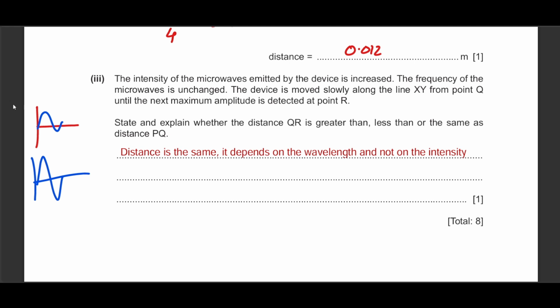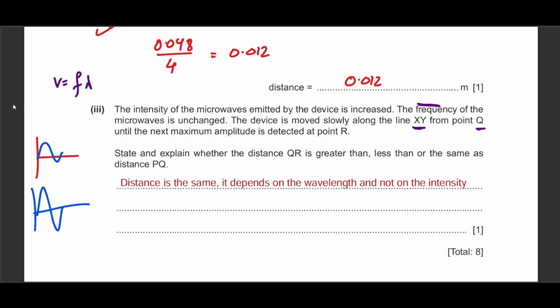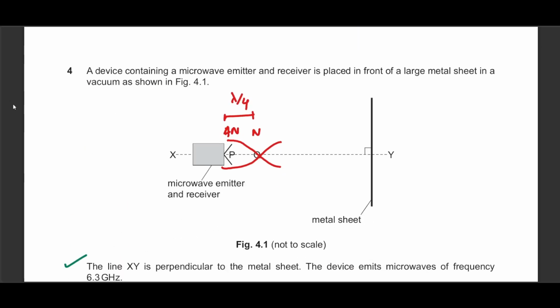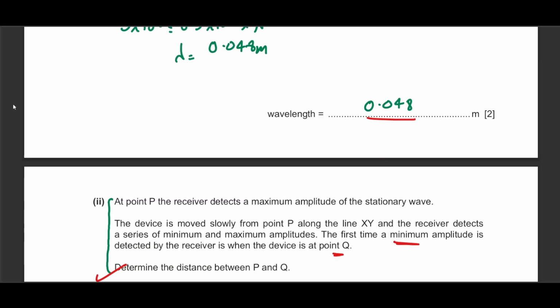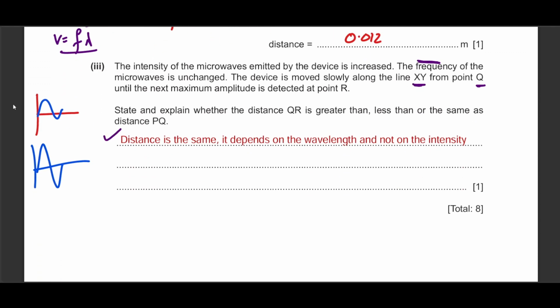The device is moved slowly from line X to Y and point P, Q, until the next maximum amplitude is detected at point R. State and explain whether the distance QR is greater, less than, or the same. It's going to remain the same because we're not changing the wavelength. If the frequency is the same, you calculate the value again by V equals F lambda. You're going to get the same answer of lambda again. And even if there is a point R on the table, let's say over here, where you see that the amplitude is increasing again, the distance between a node and an antinode does not change because the whole wavelength has to remain the same, right?